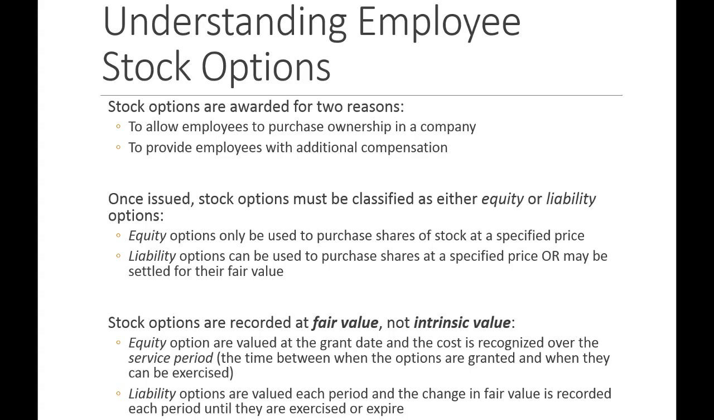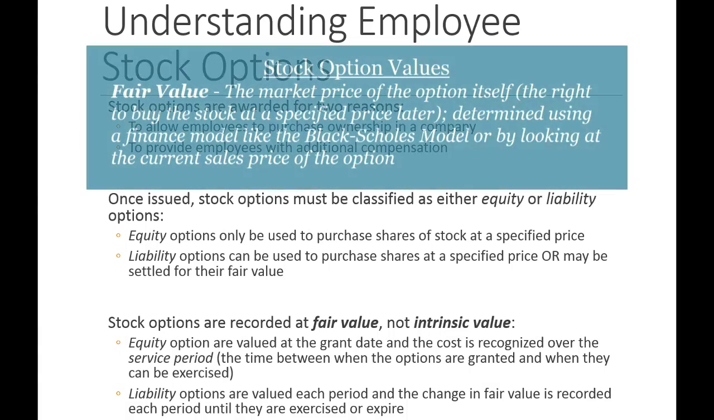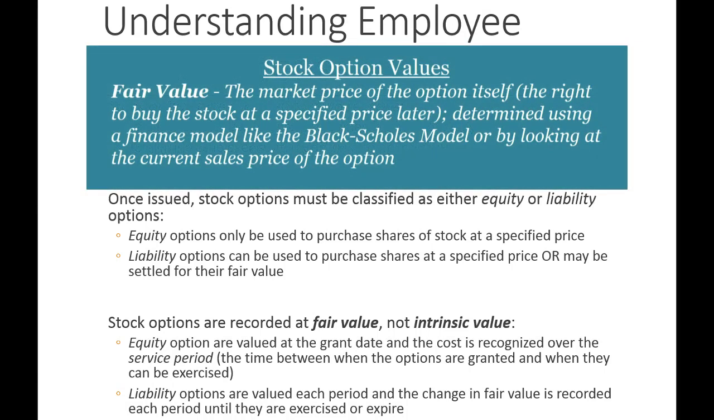Now, both options get recorded at fair or market value, not intrinsic value. Fair value is what the options would sell for in the market. So if I don't want to wait until they vest, I could take the options, sell them to other people, and turn them into that other style of option that's just being sold on the open market. We can also use what we call the Black-Scholes model to figure out what the market price would be if it was being sold on the market.